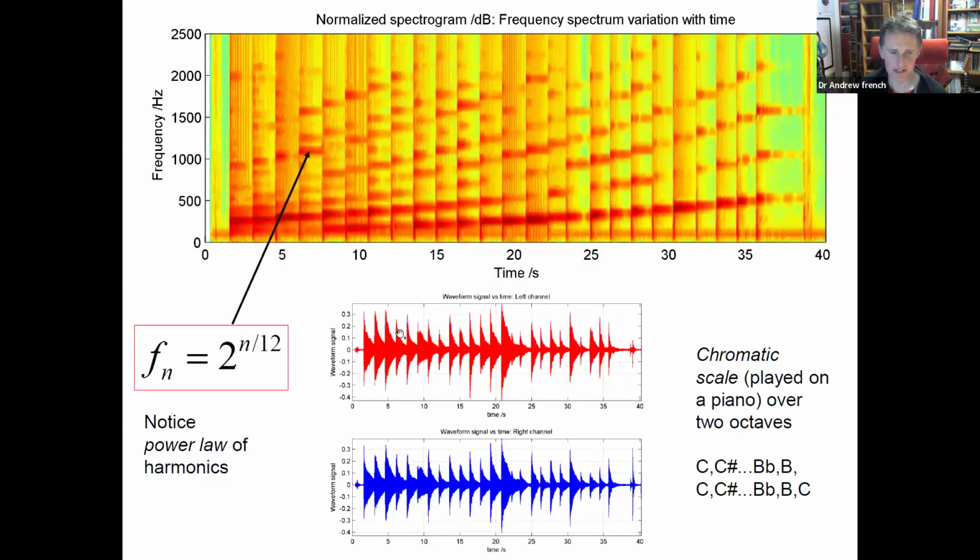And there we go. So this is a chromatic scale on a piano. What Lucinda's doing is basically playing each note, which, if you recall from the previous slides, each one is the 12th root of 2, or 2 to the n over 12, times the previous one. So a power law of harmonics. And you can see that I'm pressing ding, ding, ding on a piano in the way that I'm recording and representing these things.